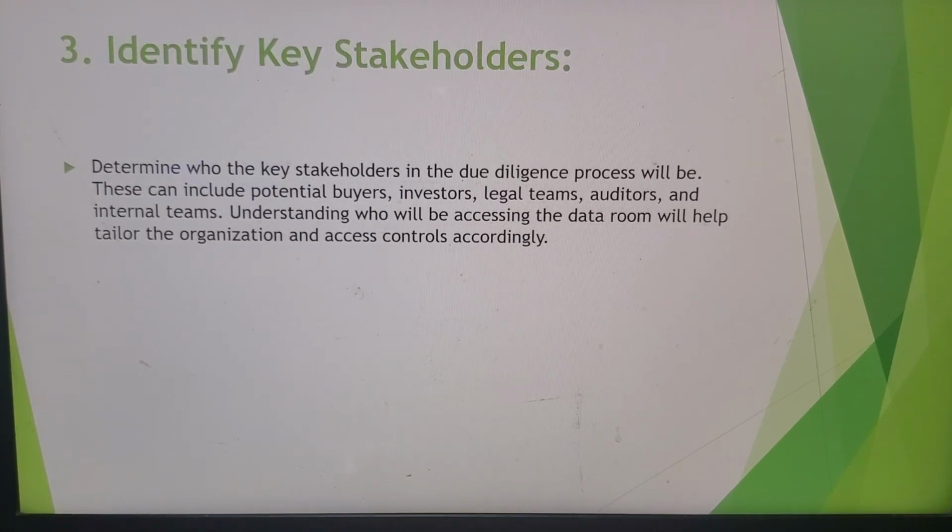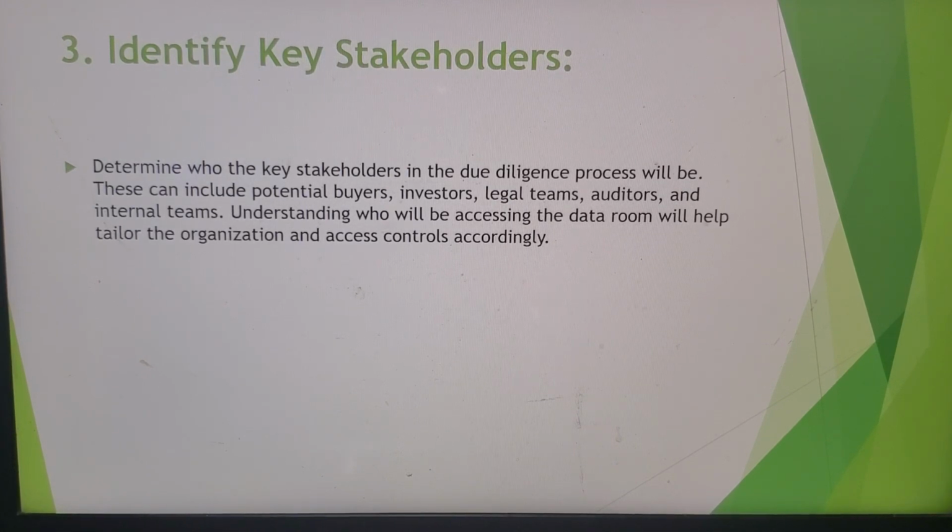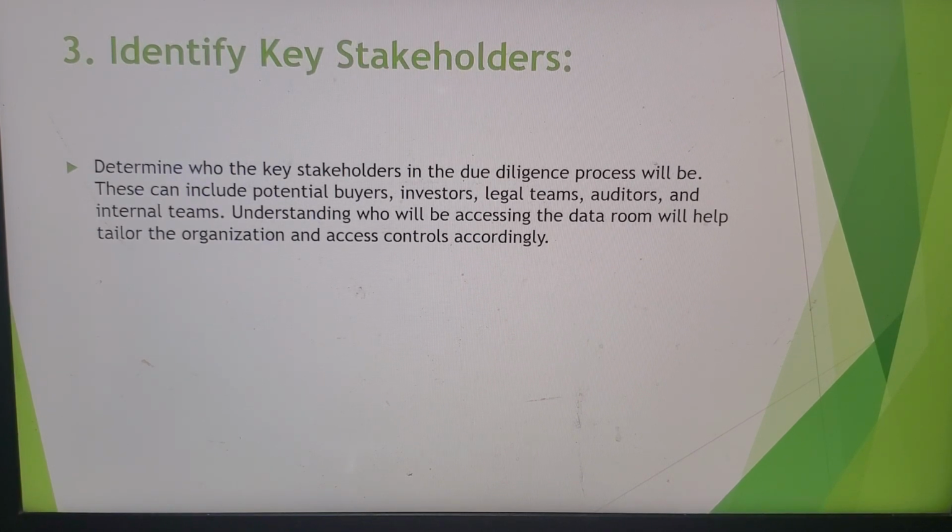Identify key stakeholders. Determine who the key stakeholders in the diligence process will be. This can include potential buyers, investors, legal teams, auditors, and internal teams. Understanding who will be accessing the data room will help tailor the organization and access controls accordingly.